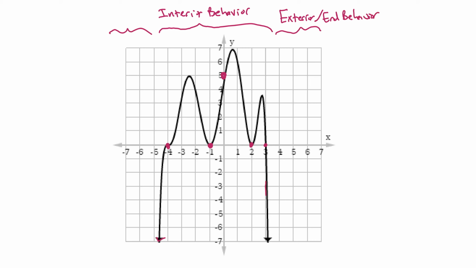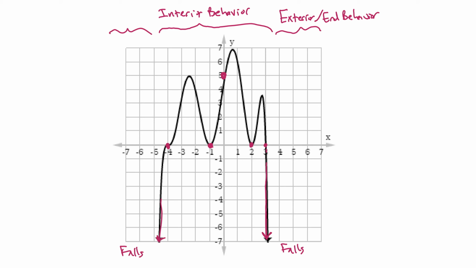So looking at this particular polynomial, once the polynomial finishes all of its activity in the middle, then it settles down and it does the same thing for the rest of the domain. In this case, we would say the right side falls, and we would also say the left side falls. We're going to be able to predict that just by looking at the graph.